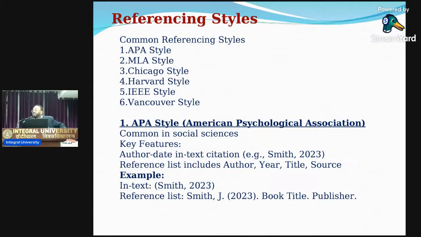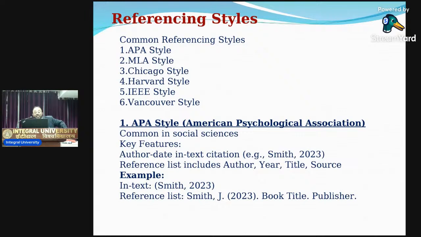These are the different referencing styles which are available in research. The common referencing styles are APA, MLA, Chicago, Harvard, IEEE for engineering, and Vancouver. APA style is the American Psychological Association style. This is common in social science. The key features are author, date in-text citation. Example, Smith 2023. This is the paper we are going to cite.